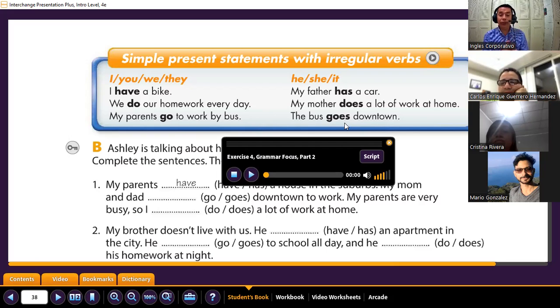You see the difference? In this case, you don't just add the S. These are three examples that are really different, right? You don't say, my father have. My father has. My mother does. And the bus goes. This is the correct form to use. Understand? Okay, class. Now we're going to do an exercise.